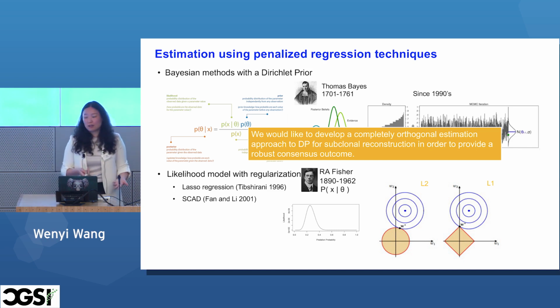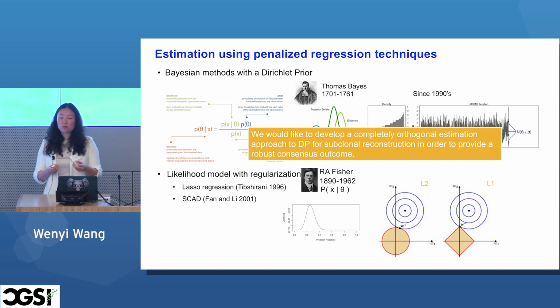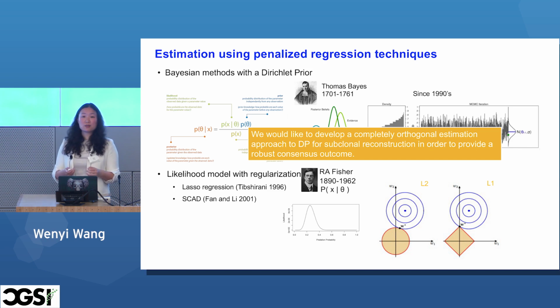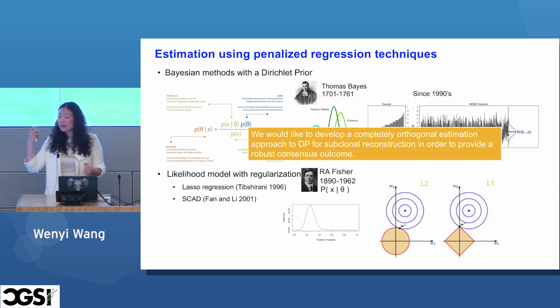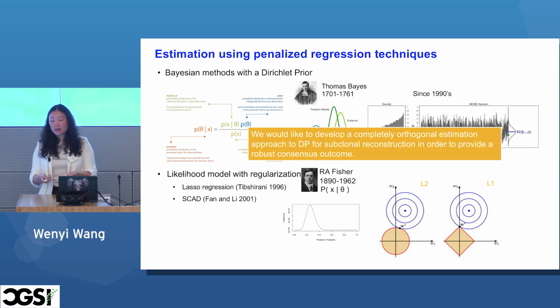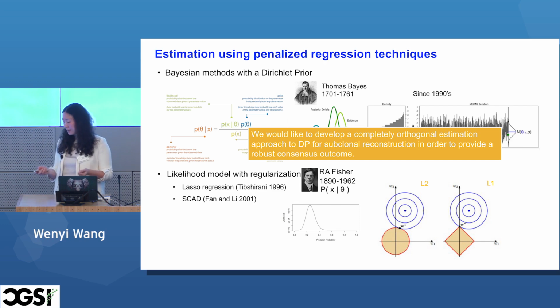So we would like to develop a completely orthogonal estimation approach to DP for subclonal reconstruction in order to provide a robust consensus outcome. And then we chose the likelihood model with regularization, and specifically our current penalty is based on the SCAD, smoothly clipped absolute deviation, penalty.